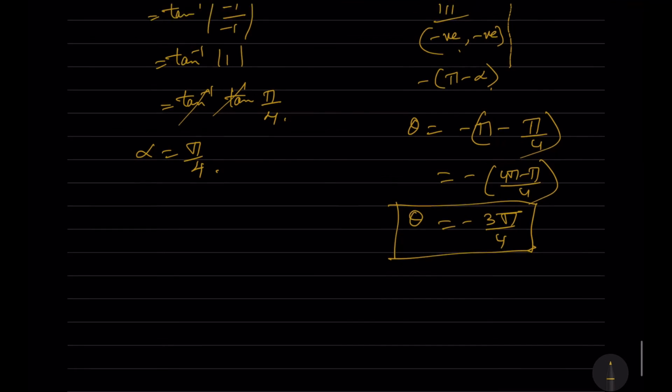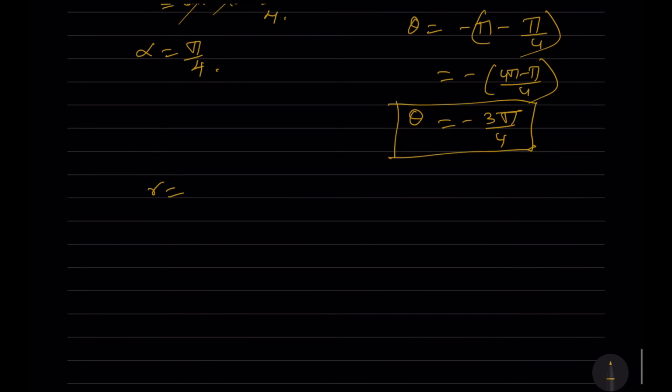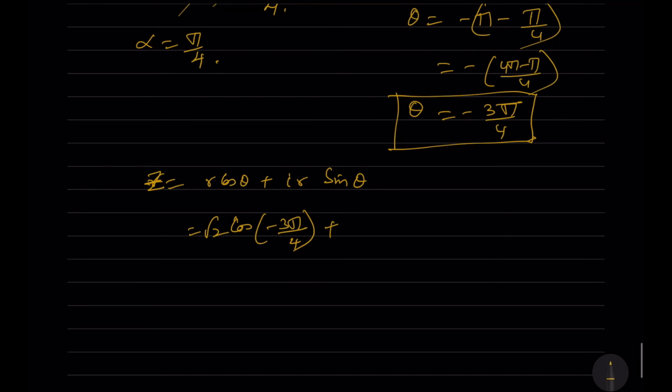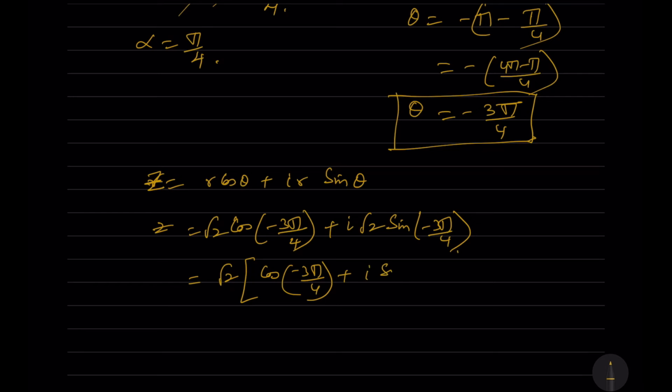So now we will put it in the polar form, that is z is equal to r cos theta plus i r sin theta. We know all the values, so this is root 2 cos of minus 3 pi by 4 plus i into root 2 sin of minus 3 pi by 4. If you take root 2 common, you're getting z is equal to root 2 times cos of minus 3 pi by 4 plus i sin of minus 3 pi by 4, is the answer.